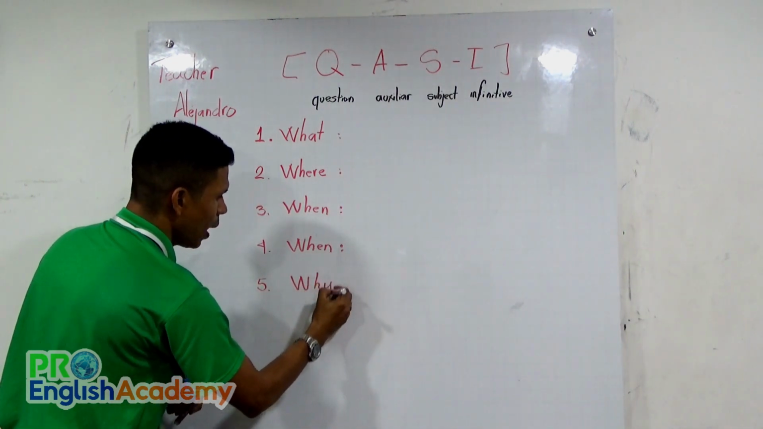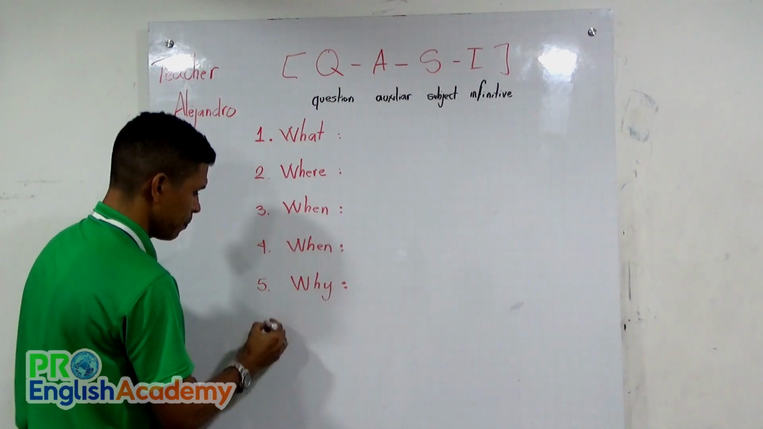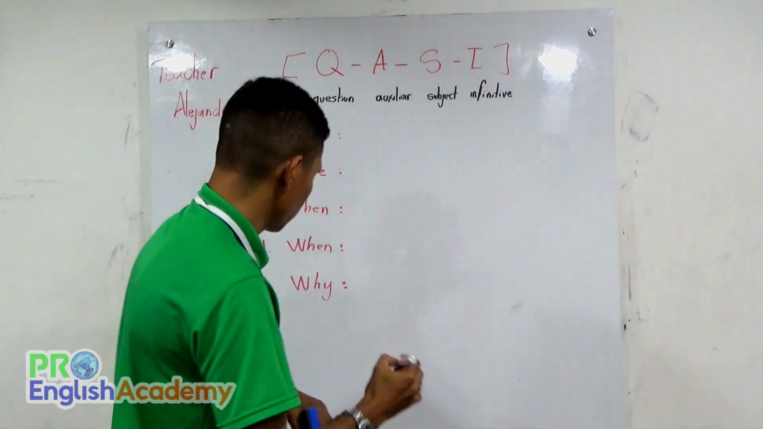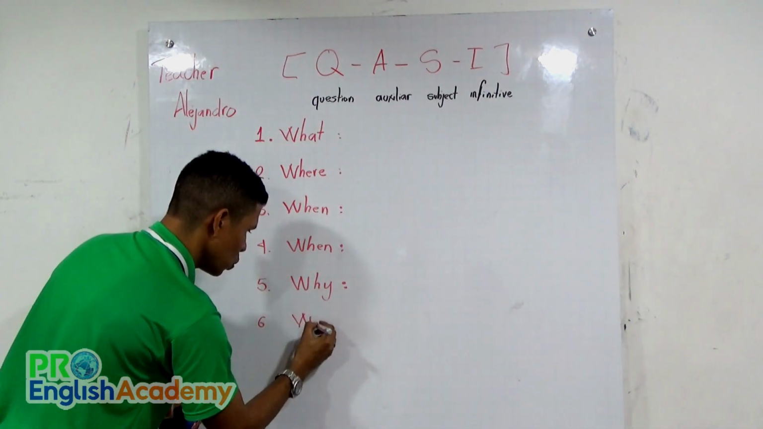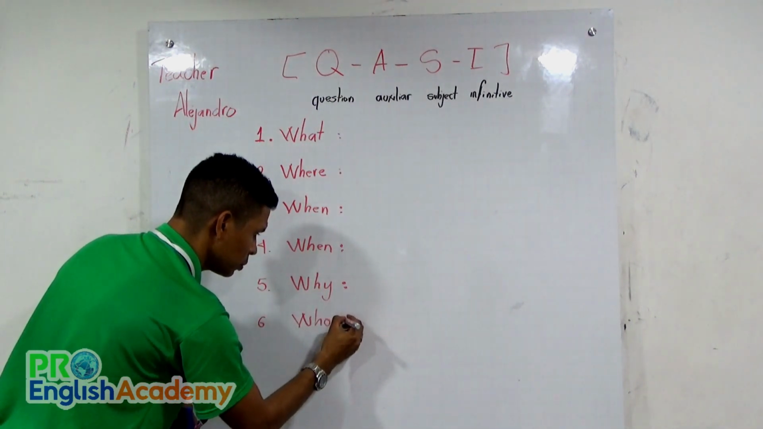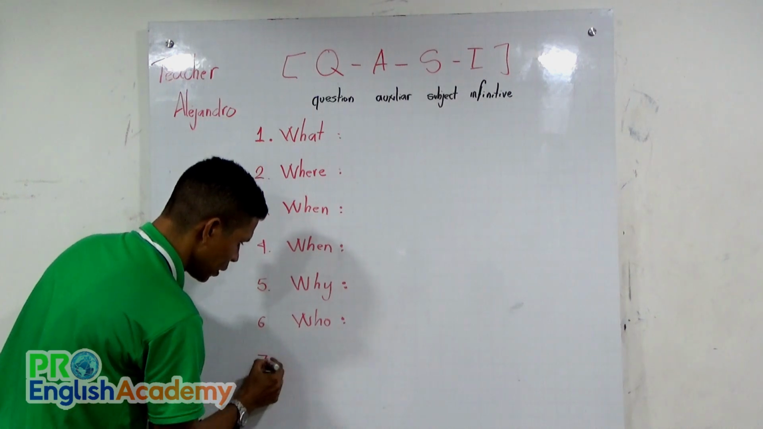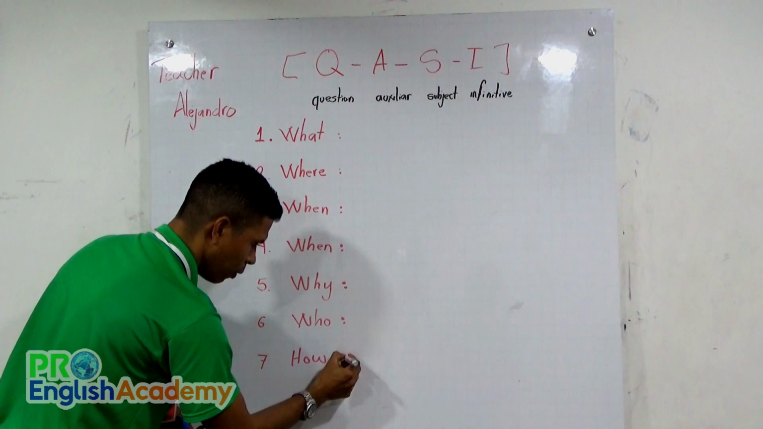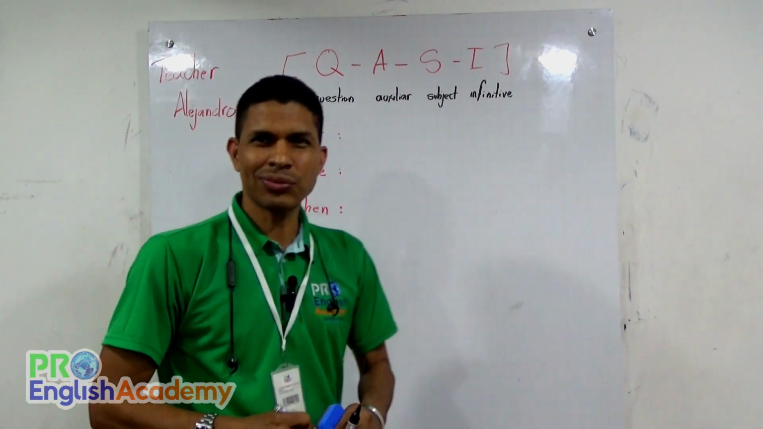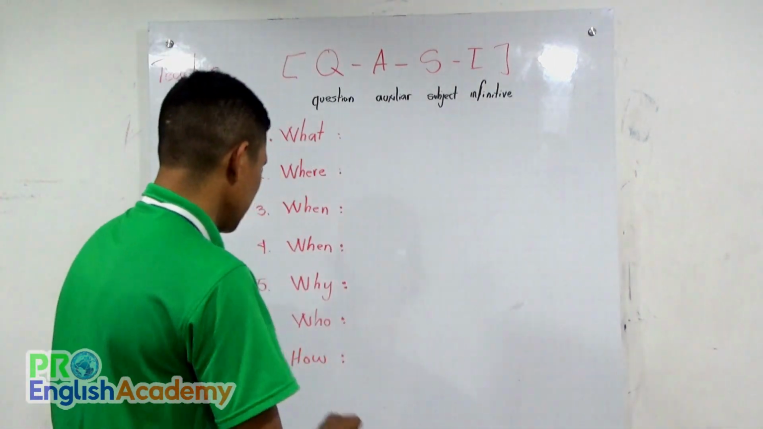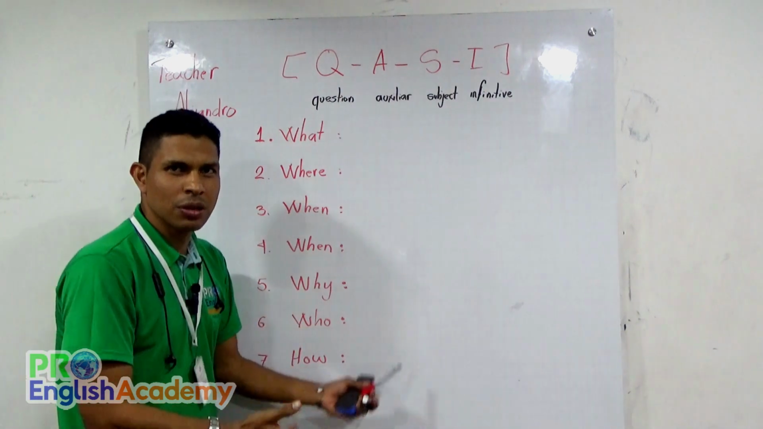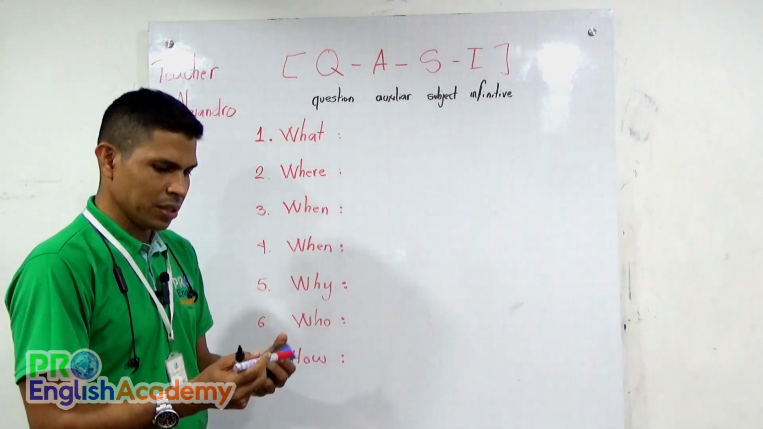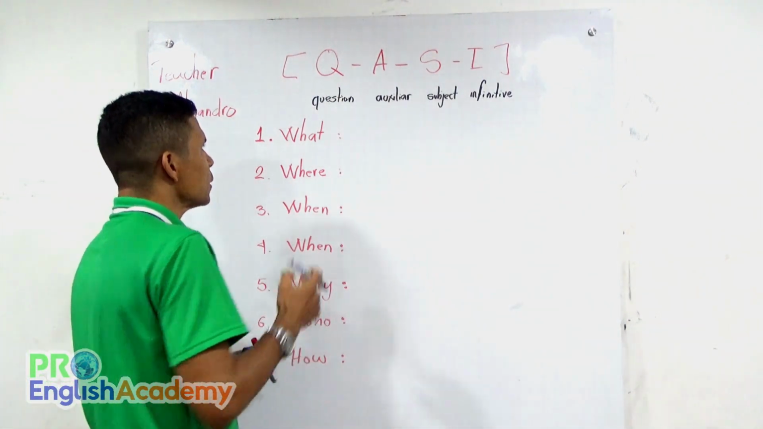Let's use why. Yeah? Let's use six. Why? Who? Let's look up who. And let's use how. Well, some people say that it's a double choice question, it's not a double choice question, etc., etc. But anyways, it's a question, right?